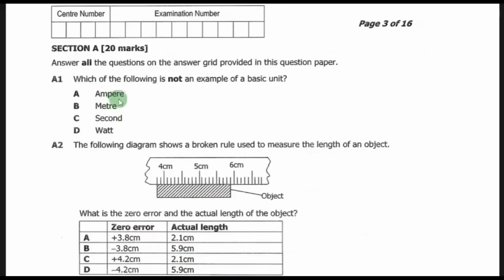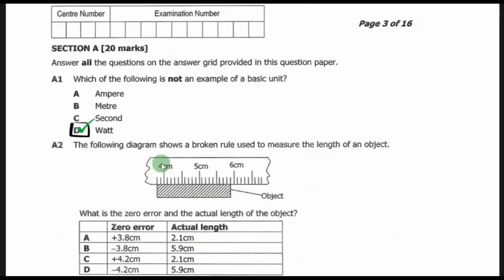So the question says, which of the following is not an example of a basic unit? So when we look at ampere, ampere is actually an SI unit for current. Current is actually a fundamental quantity. Then meter is actually an SI unit for length, and length is a fundamental quantity. Then second is actually an SI unit for time, and time is a fundamental quantity. All right, then we have watt, which is an SI unit for power, and power is not a fundamental quantity. So when they say which of the following is not an example of a basic unit, then watt is not. So let's answer A2.